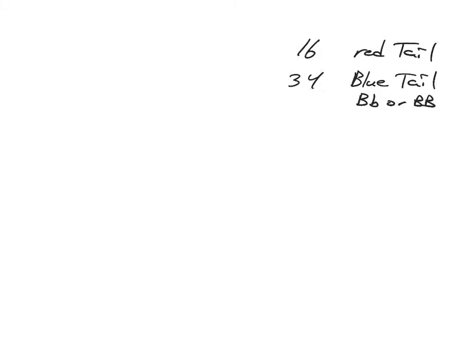Question 3 goes: a population of birds contains 16 red tail animals and 34 blue tail animals. The blue tail feathers are dominant, so these could either be big B, little b, or big B, big B. Our favorite up here is the red tail.